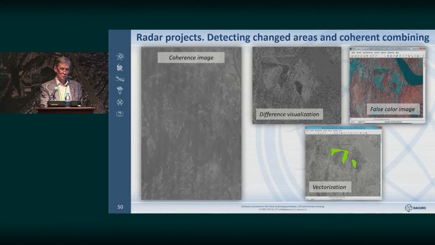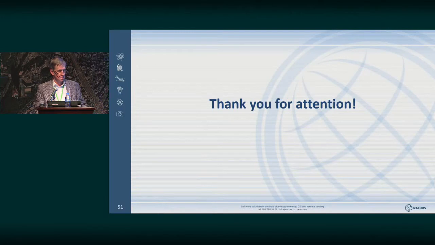Here's an example of COSMO-SkyMed side-by-side image comparison in the Baikal area. We developed the coherence map on the left. This is a coherence image. And on the right, you can see dark spots that have been zoomed in on a fragment below it. So light colors indicate high coherence, dark colors indicate low coherence, which means some changes have occurred in the terrain. In fact, some logging activities have taken place.